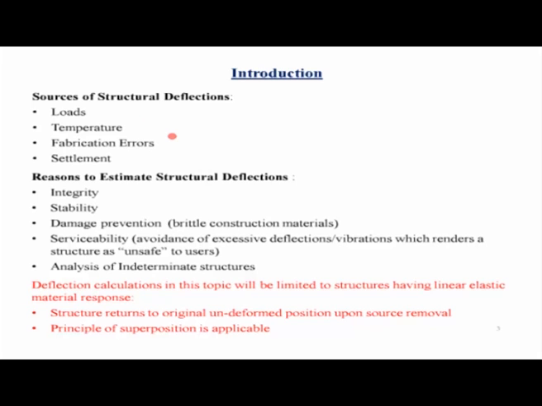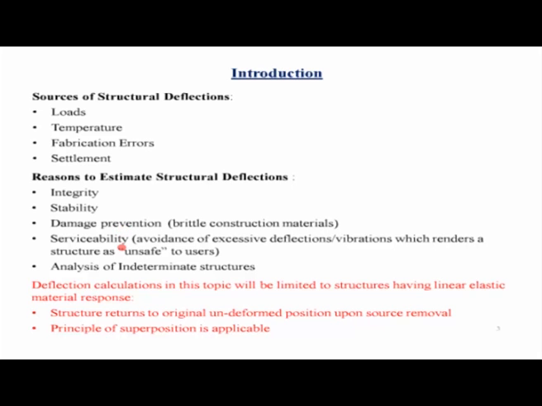So these are the various reasons due to which the structure might undergo deflections. And in order to ensure that our structure is stable and the integrity of the structure is maintained, we need to be able to calculate the deflections of these structures. Now, there are various other reasons for which we need to calculate deflections of structures. There are a number of structural materials such as concrete, which are mostly used for civil engineering structures, are brittle, and hence they fail without giving much warning. Hence, it is necessary to prevent the damage of these materials. And in order to do that, it is also necessary to calculate the deflection of such structures.